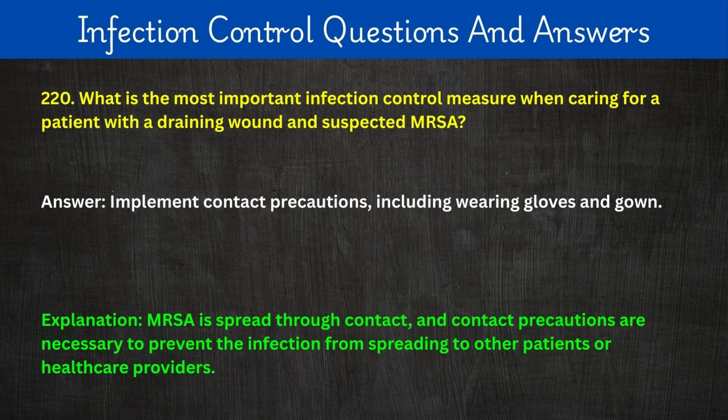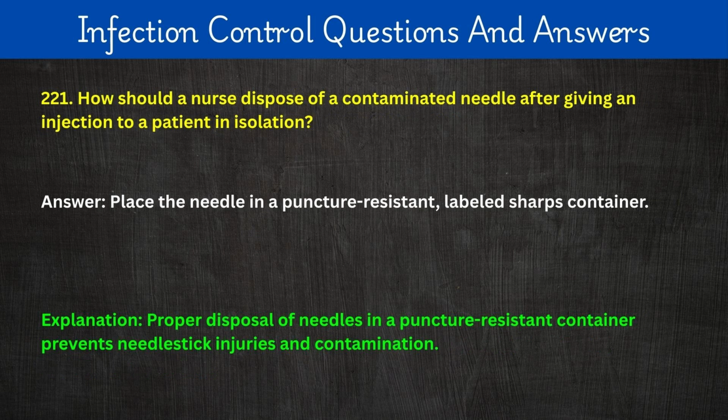221. How should a nurse dispose of a contaminated needle after giving an injection to a patient in isolation? Answer. Place the needle in a puncture-resistant, labeled sharps container. Explanation. Proper disposal of needles in a puncture-resistant container prevents needle stick injuries and contamination.